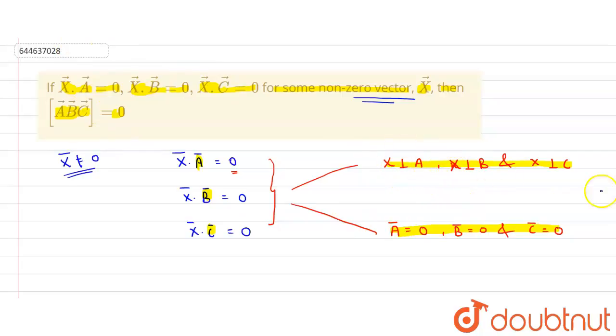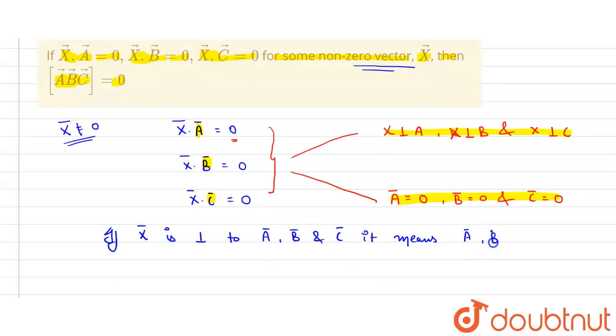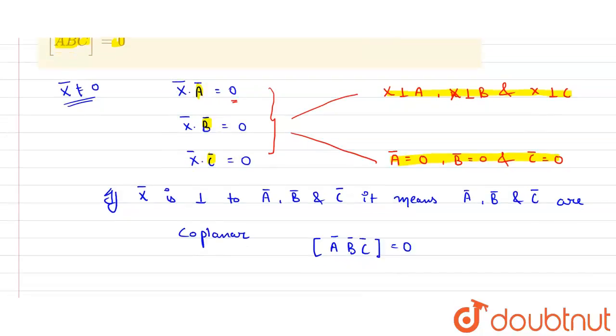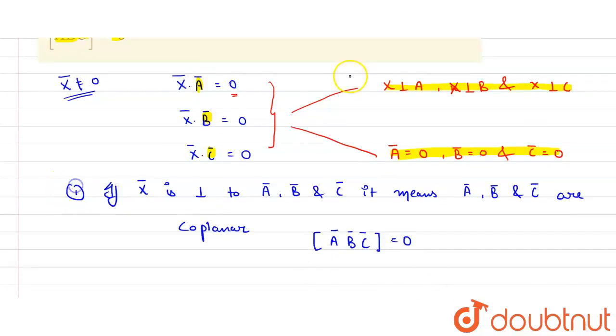If x is perpendicular to all three vectors, we know that these three vectors will be coplanar. Let me write here, if x vector is perpendicular to vector a, vector b and vector c, it means vector a, vector b and vector c are coplanar. This is the property of vectors, we know this. And if three vectors are coplanar, their determinant is always equal to 0, we know this. This was the first condition.